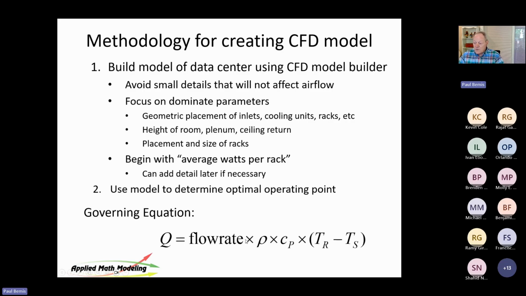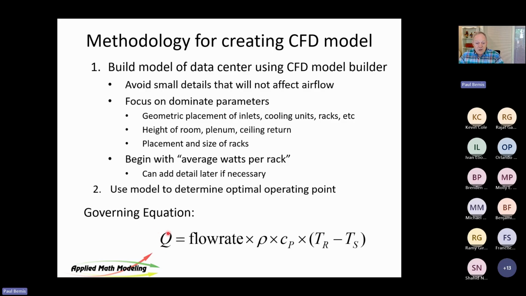The governing equation for all of this is that heat transfer, Q, is the mass flow rate of the device times the density times the specific heat times delta T. Now, these two tend to be fairly constant. They don't change much. Density doesn't change much. We're not compressing it much. Density will change with altitude, but it's constant for the data center. It doesn't change as a function of time. Specific heat is constant. So it's really these two, the flow rate and the delta T, that determine the heat transfer, Q.